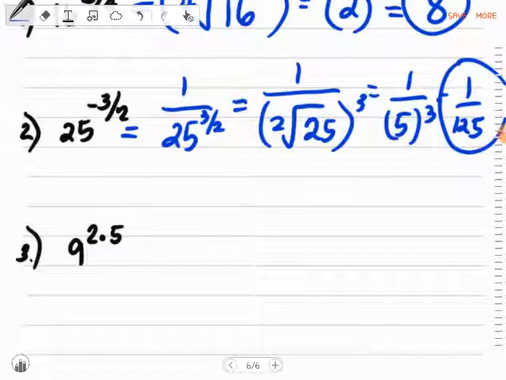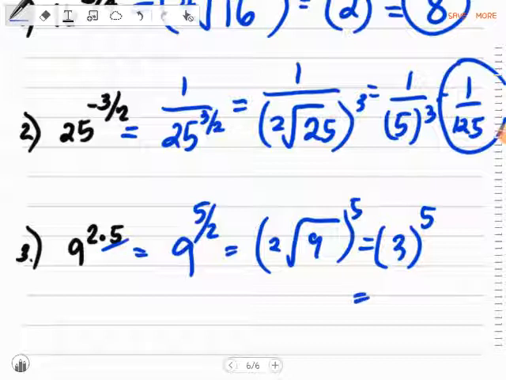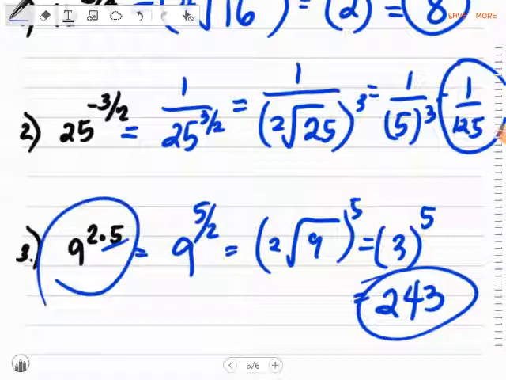Now for the last one, 2.5. What is 2.5? That in a fraction form is 5 over 2, right? 5 divided by 2 is 2.5. Kasi kailangan mo siyang gawing fraction. And then after that, pwede ka nang mag-rooting. So we have 9. I-root mo na siya. Then after that, what is the square root of 9? That's 3 raised to 5. And then what is 3 raised to 5? 243. And that's the answer for this particular example.